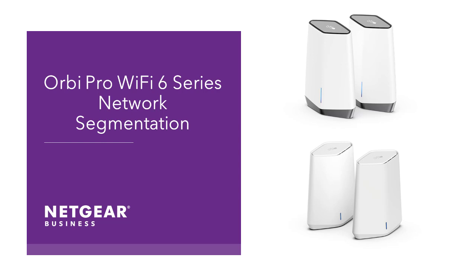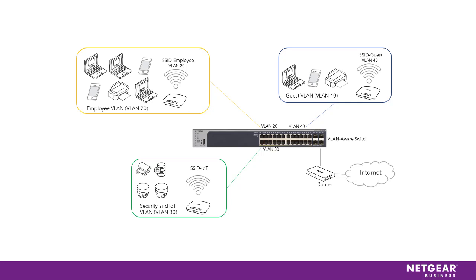Here's a quick configuration video for Orbi Pro Wi-Fi 6 Series network segmentation. Here is a typical SMB network. We have three VLANs. The VLANs are currently configured on a VLAN aware switch. VLAN 20 are for employees, VLAN 30 are for security and IoT devices, and VLAN 40 is dedicated for guests and visitors.